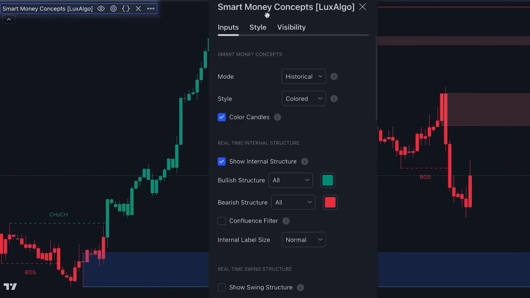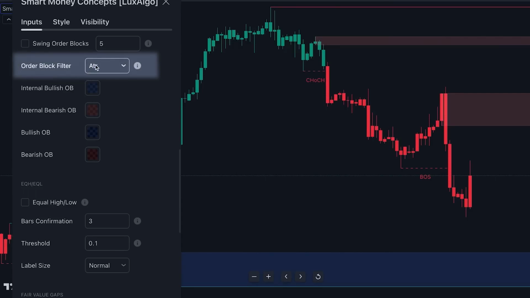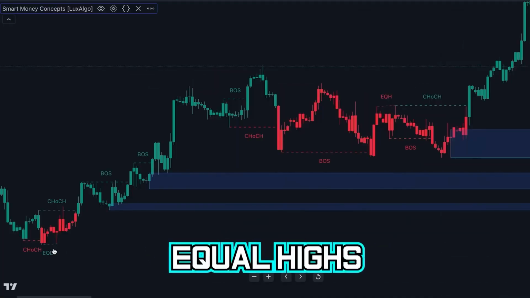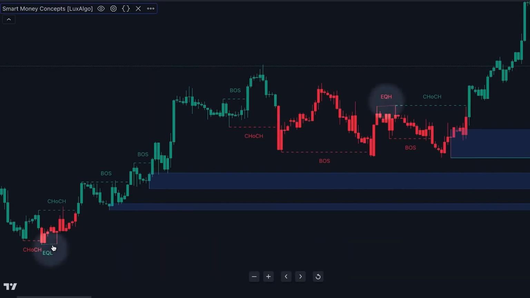If you go into the settings of the indicator, you can see we have an option allowing us to change how the order blocks are detected with a simple click. Now we will talk about equal highs and lows. The Smart Money Concepts indicator also draws these equal highs and lows for you automatically.